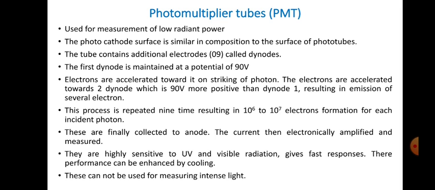Their performance can be enhanced by cooling, because usually they heat up. So we can improve the performance by having a cooling system. These cannot be used for measuring intense light, because that is not required. Intense light you can easily monitor or detect by using a barrier layer cell or photovoltaic cell, and if you are using intense light, it will produce very high heat, and that will create a problem for the photomultiplier tube.